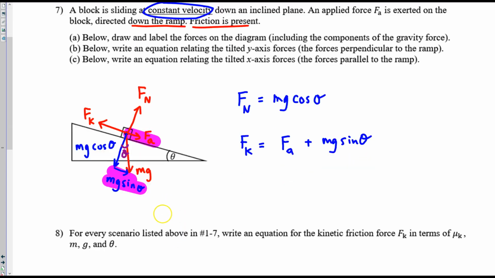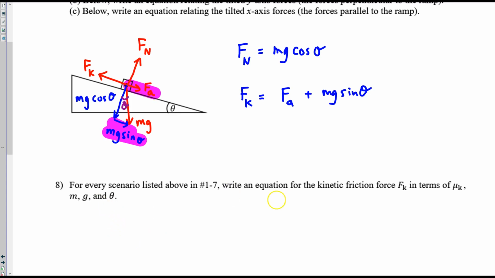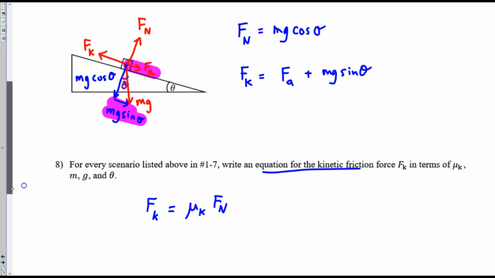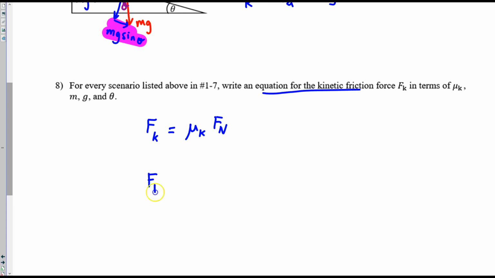Okay. For every scenario, write an equation for the kinetic friction force. Well, I know Fk is mu times the normal force, but they're asking me to use mg and theta. So what's my actual answer? Well, the normal force in every single problem was mg cosine theta. That's my final answer.